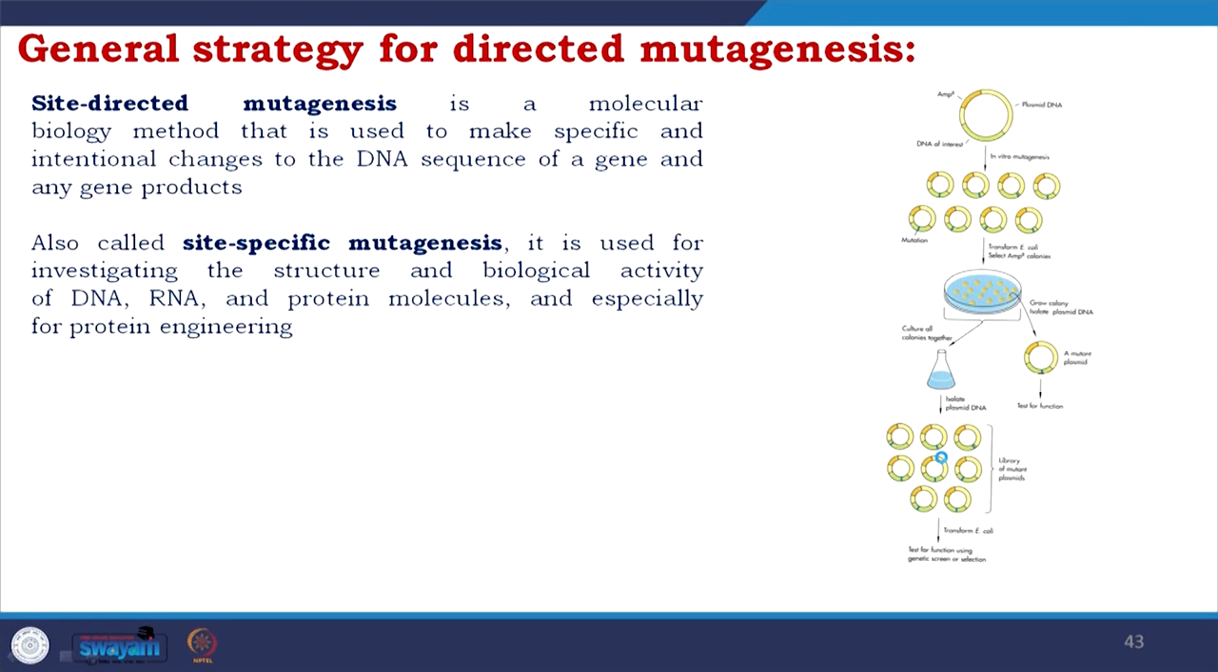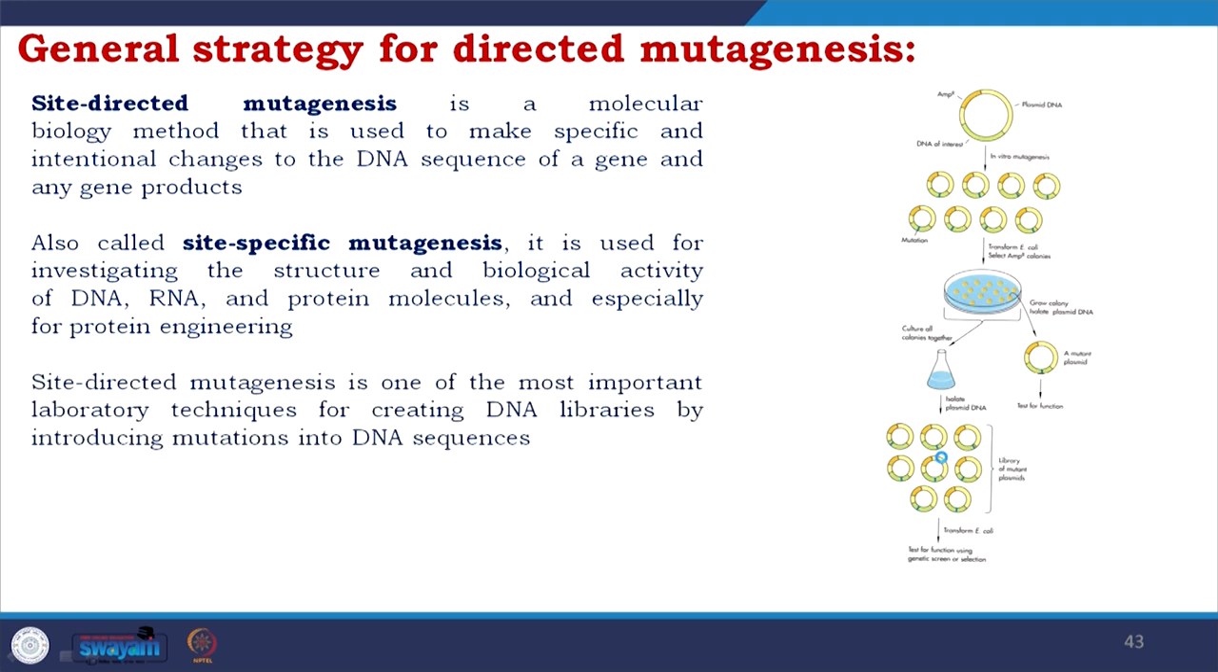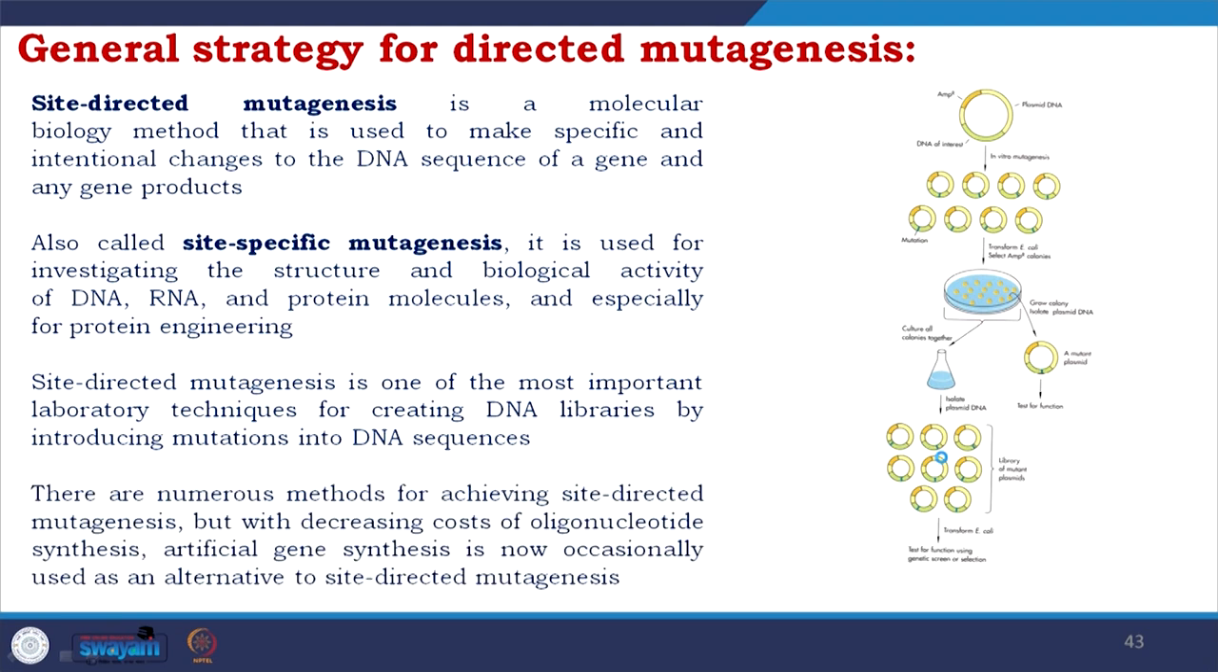It is used for investigating the structure and biological activity of DNA, RNA, protein molecules, and especially for protein engineering. Site directed mutagenesis is one of the most important laboratory techniques for creating DNA libraries by introducing mutations into the DNA sequences. There are numerous methods for achieving site directed mutagenesis, but with decreasing cost of oligonucleotide synthesis, artificial gene synthesis is now occasionally used as an alternative.